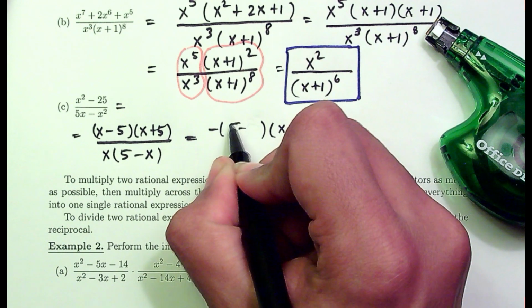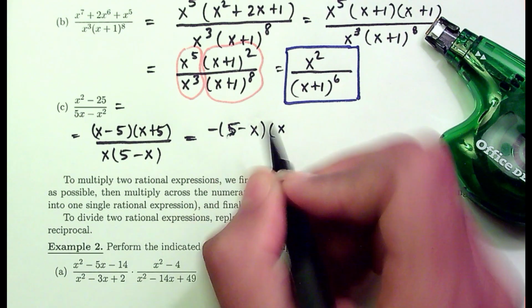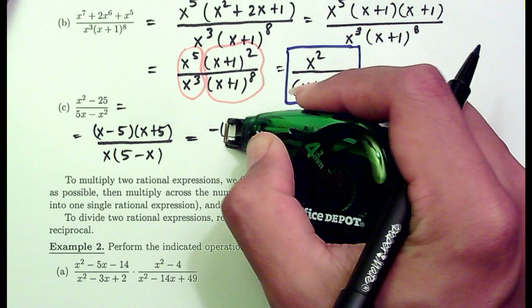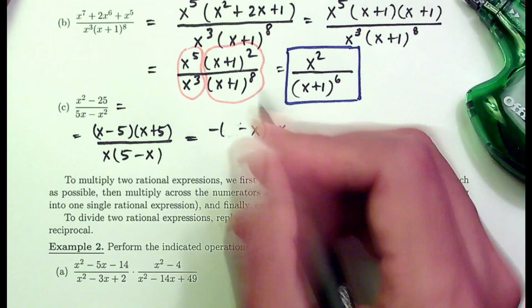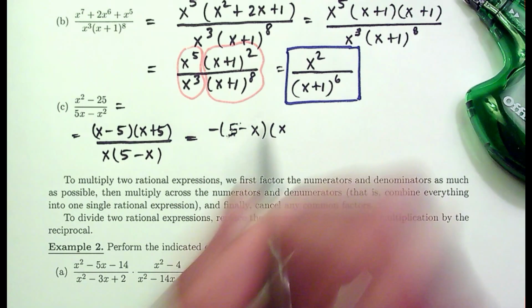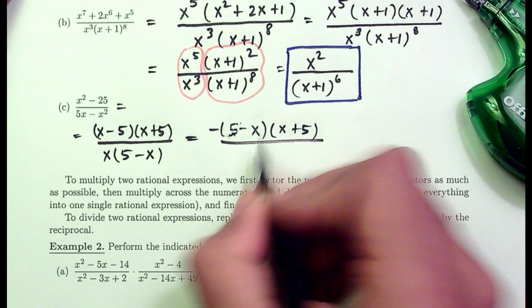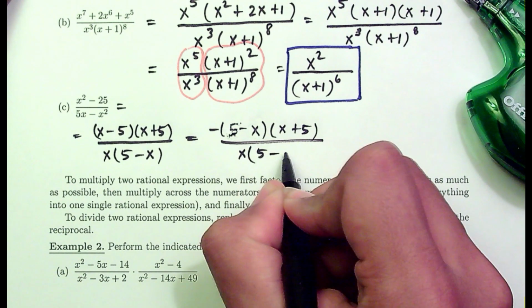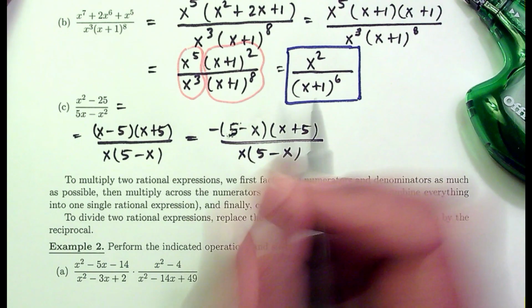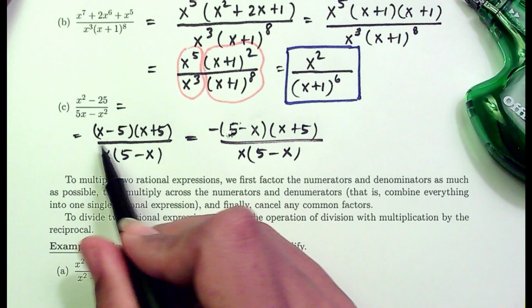Pulling out a minus is going to allow me to switch the order. That's going to allow me to reverse the order. All right, and the rest stays the same. Pull out a minus. If I were to distribute this minus, I would get negative 5 and positive x, which is what I have here. I have negative 5 and positive x.